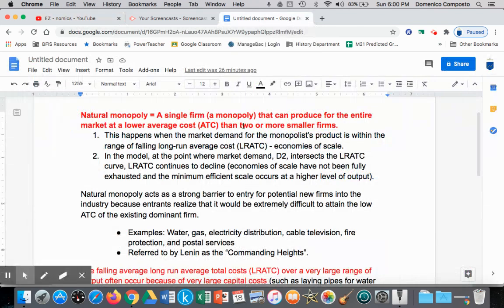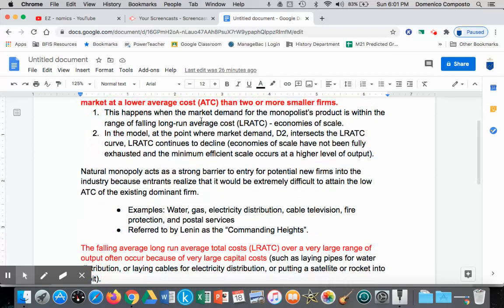First, how would we define natural monopoly? It is a single firm that can produce for the entire market. Essentially, the firm is the industry, and they are able to produce at a lower average total cost than any two or more smaller firms that would potentially enter this industry. Natural monopolies have extensive economies of scale.